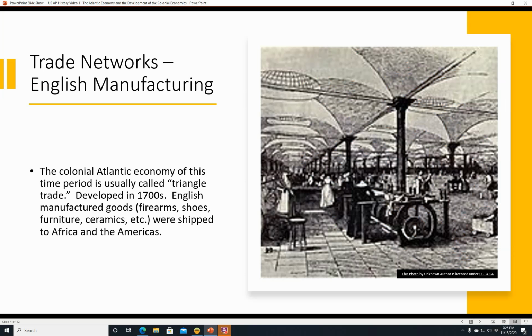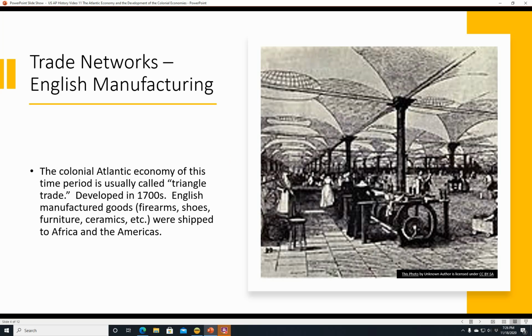So let's move on. Trade networks, English manufacturing, the colonial Atlantic economy of this time period is usually called triangle trade. It was developed in the 1700s, roughly the same time as the Industrial Revolution in England, which would make sense, since English manufactured goods such as firearms, shoes, furniture, ceramics, etc. were shipped off to Africa and the Americas to be traded for slaves, commodities, etc. So it would make sense that this all happened at the same time since they all depended on each other.